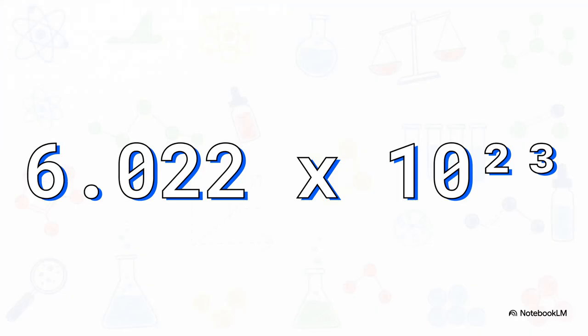But unlike a dozen, a mole is mind-bogglingly huge. I mean, we are talking about Avogadro's number, 6.022 times 10 to the 23rd power. That is a 6 followed by 23 zeros. It's massive. Yet the real beauty here is the precision. 1 mole of carbon-12 atoms weighs exactly 12 grams. It perfectly scales that invisible, microscopic world, right up to the macroscopic world we can actually see and touch.